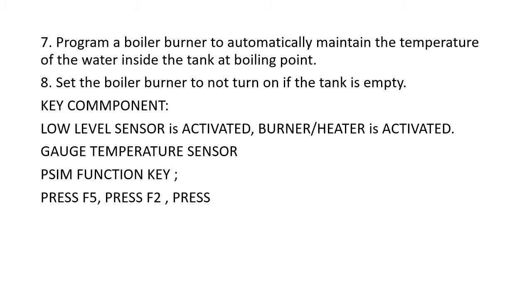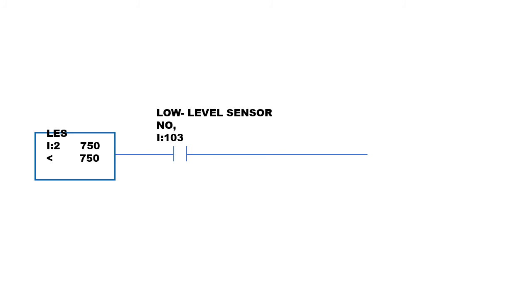Just check if the configuration is correct. So there's another diagram here. This diagram is used for controlling the automatic on and off of the burner or heater. Just this comparator, as we call it, is 75 degrees Celsius, set at 78 degrees Celsius, and the low level sensor is activated. If the low level sensor is turned off, the burner will also turn off.